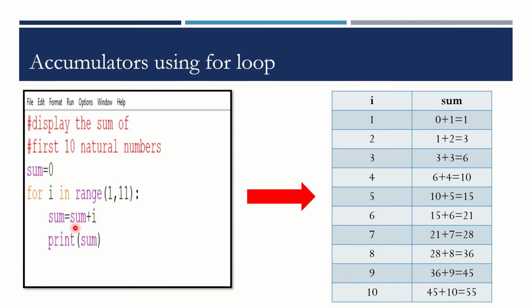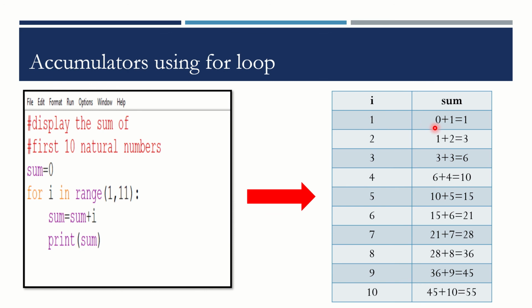And then I say sum is equal to sum plus I. So whichever value of I is generated in the loop, that value of I is added to the previous value of sum. And then I am printing the value of sum. Let us see how this takes place in the memory.